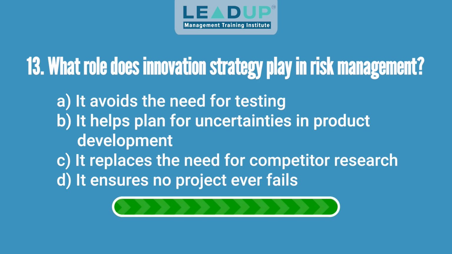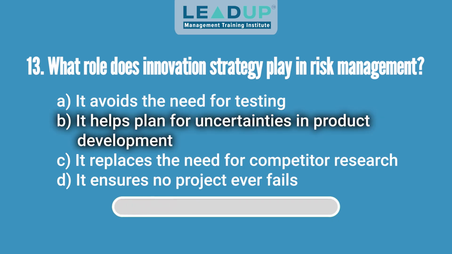Question 13. What role does innovation strategy play in risk management? A. It avoids the need for testing. B. It helps plan for uncertainties in product development. C. It replaces the need for competitor research. And D. It ensures no project ever fails. Answer: it helps plan for uncertainties in product development.